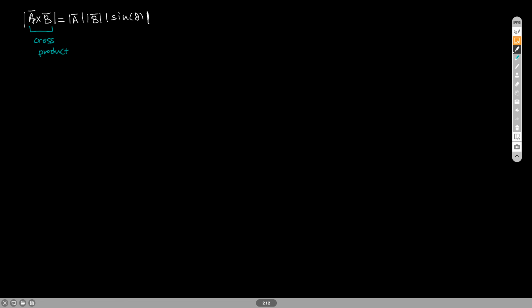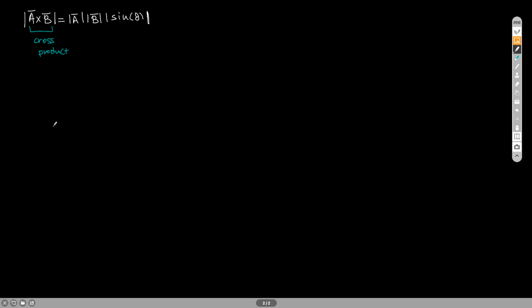To find the magnitude of the cross product, you need to multiply three numbers: the magnitude of the vector A, the magnitude of the vector B, and the absolute value of the sine of the angle theta, where the angle theta is the angle between A and B. So let me give you an example.